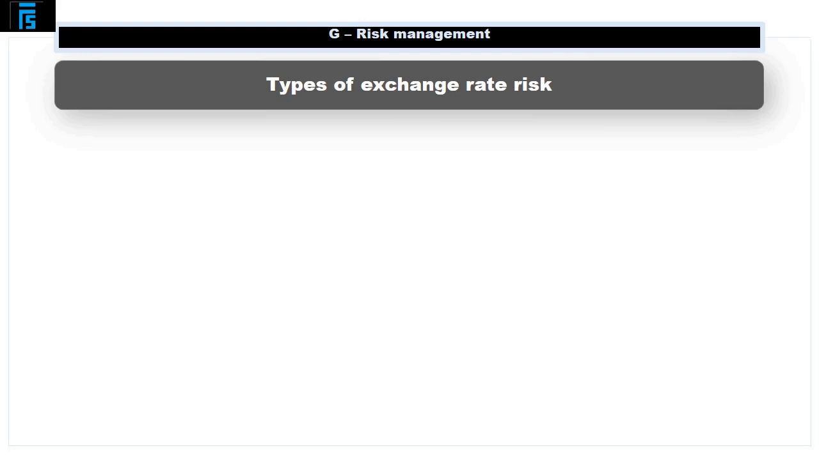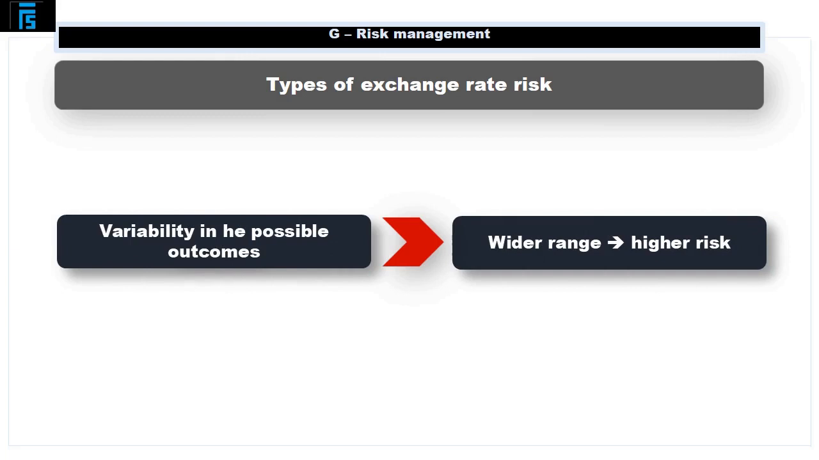Types of exchange rate risk. There are broadly three types of exchange risk. In mathematical terms, risk simply means a variability in the possible outcomes, and the wider the range of possible outcomes, the higher the risk is said to be.